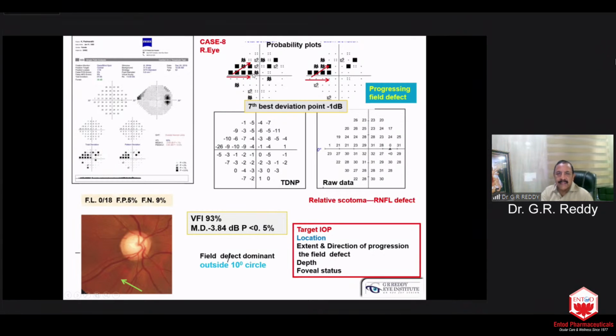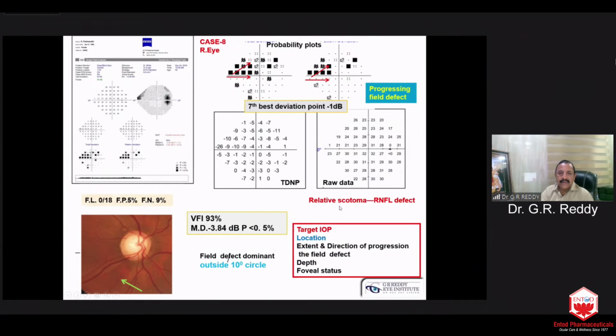So if this becomes, you have to observe the next visit. What about this part? How is this part? It is -4, whether it is increasing. If it is increasing, that means it is coming towards the fixation. So the depth of the scotoma, the mean deviation is -3. The location is periphery started and coming towards the center. The extent is occupying 1 quadrant.